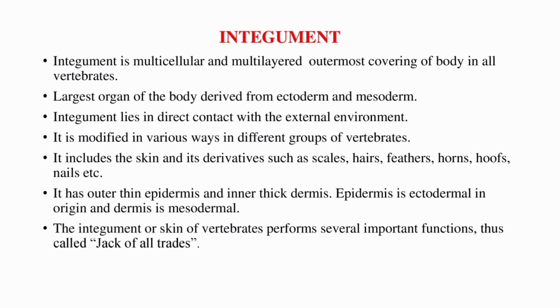Integument is a multicellular and multi-layered outermost covering of the body in all vertebrates. It is the largest organ of the body, derived from ectoderm and mesoderm in origin. Integument lies in direct contact with the external environment. It is modified in various ways in different groups of vertebrates. It includes the skin and its derivatives such as scales, hairs, feathers, horns, hooves, nails, etc.